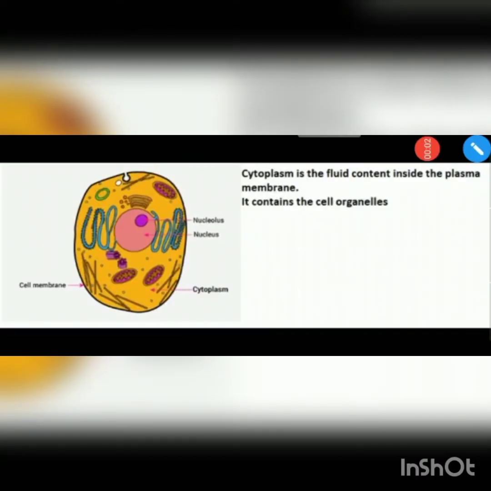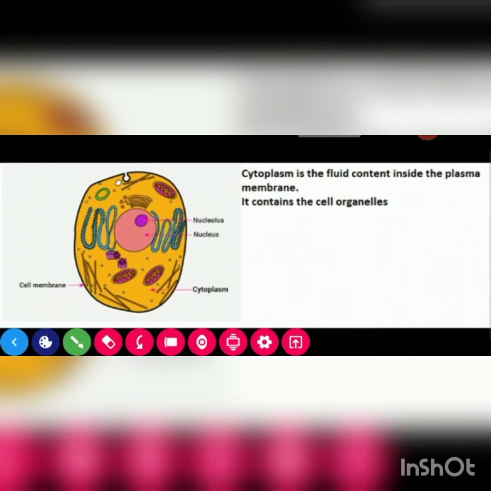Cytoplasm. Cytoplasm is the jelly-like substance that is present inside the plasma membrane. It is present between the plasma membrane or cell membrane and the nucleus. So this jelly-like substance that is present between the cell membrane and the nucleus is called the cytoplasm.